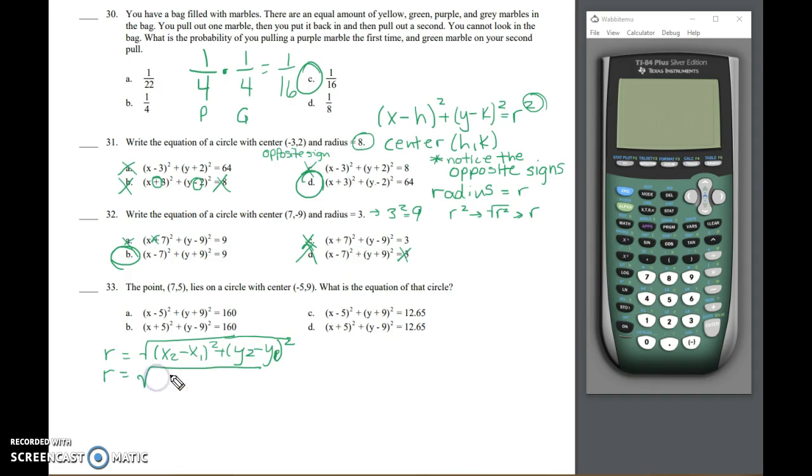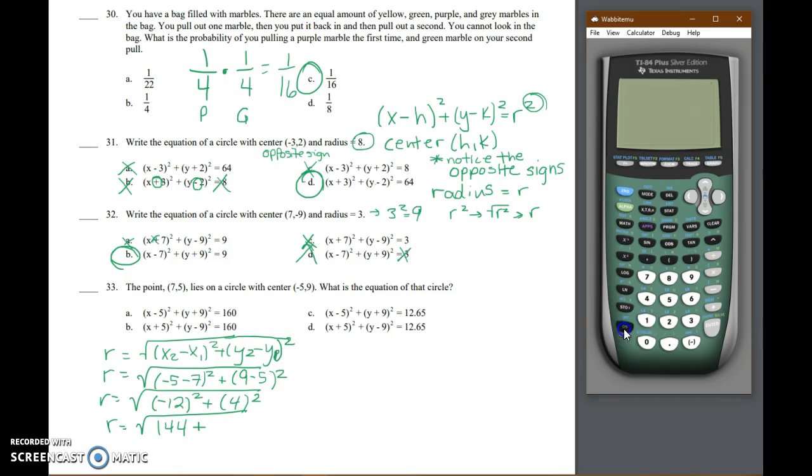So I am going to take my x's, that's going to be (-5 minus 7) squared plus the difference of my y's, (9 minus 5) squared. I get (-12) squared plus 4 squared. I get 144 because whenever you square a negative, it is positive. Don't put that in the calculator either. You cannot put -12 squared in the calculator and get the correct answer.